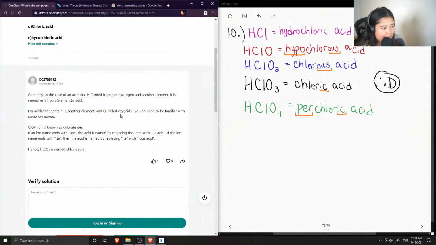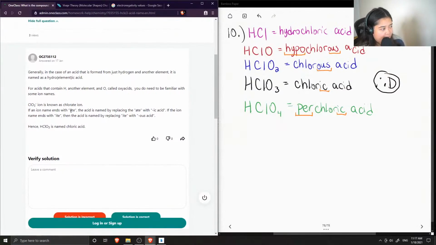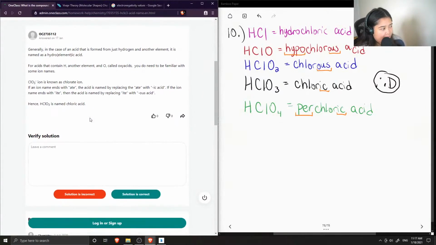You do need to be familiar with some ion names. So the ClO3 minus ion is known as the chlorate ion. If an ion name ends with ate, the acid is named by replacing ate with ic. If the ion name ends with ite, then the acid is named by replacing ite with ous. Hence, HClO3 is named chloric acid. Okay, so this solution is correct.